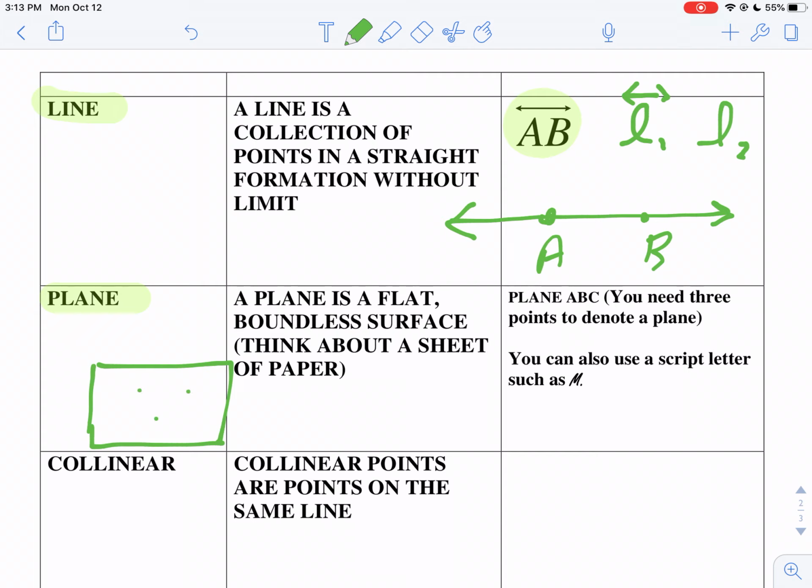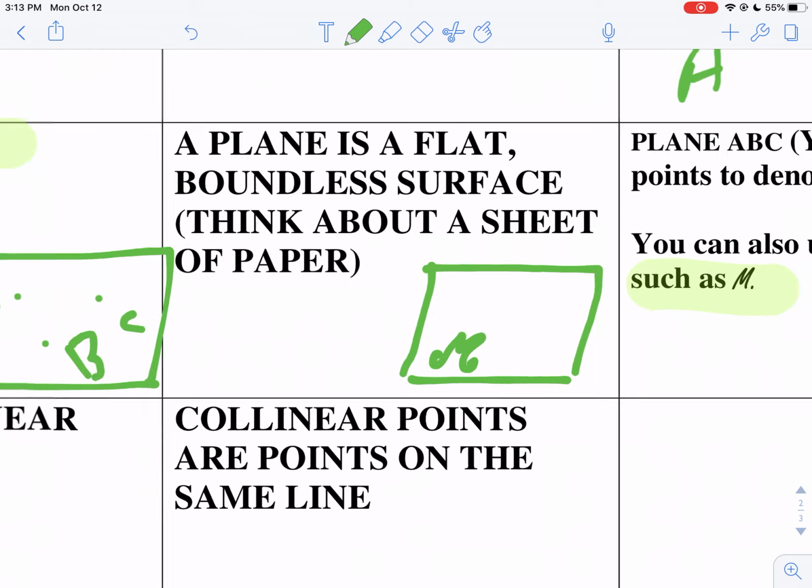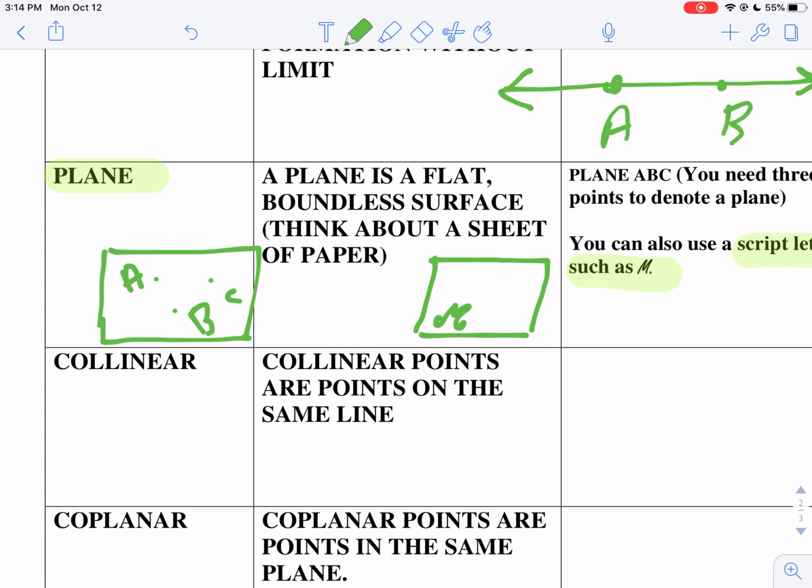not on the same line. So I could say that this is plane ABC. What I could also do is, instead of 3 letters, I could also name a plane by using what we call a script letter, you know, what I call fancy letters, if capital letters. So you could do something like this, okay? So that's plane M, okay? So just think of it again as a flat sheet of paper, and you can have lines, you can have segments, you can have points, whatever you want to put in that plane.